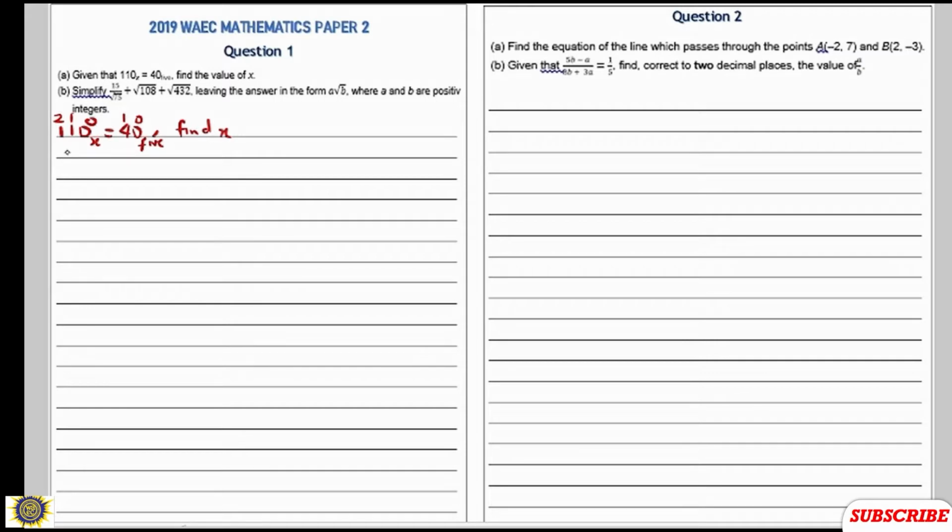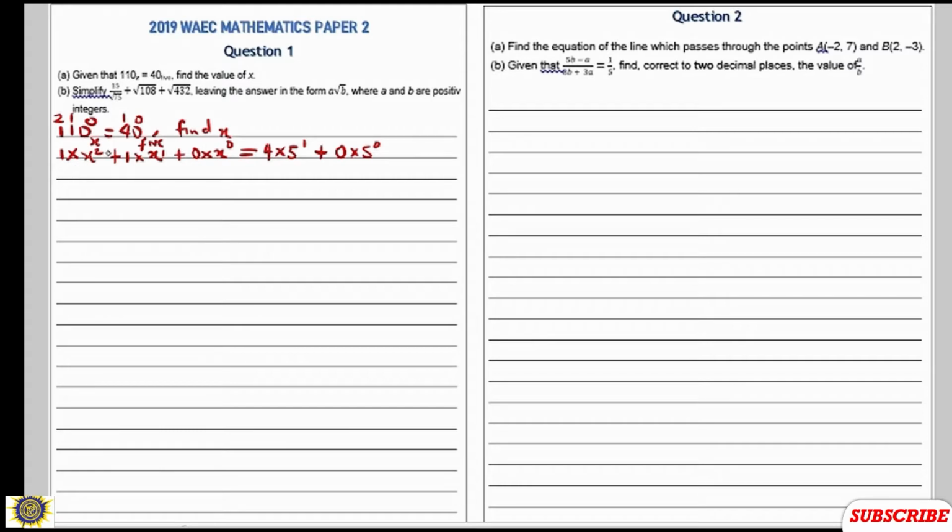How do we expand this? We say 1 multiplied by x raised to power 2, this 2 being the number on the top, plus 1 times x raised to power 1, plus 0 times x raised to power 0, equal to, on the right hand side, 4 times the base 5 raised to power 1 plus 0 times 5 raised to power 0. That is the expansion.